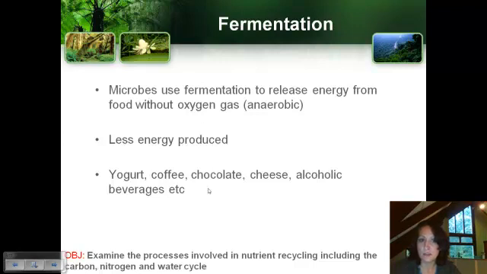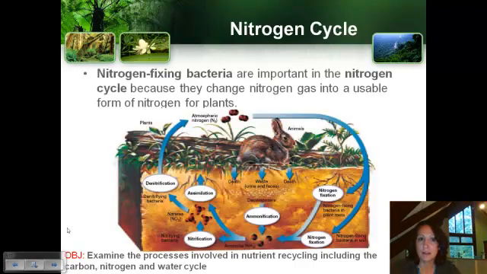And some of the foods that you eat that are actually fermented, you may not be aware of, is yogurt, coffee, chocolate, cheeses, alcoholic beverages, and a whole slew of other things are actually the taste that we have as a result of the fermentation process. And we're going to come back to that. That's our last objective, really.